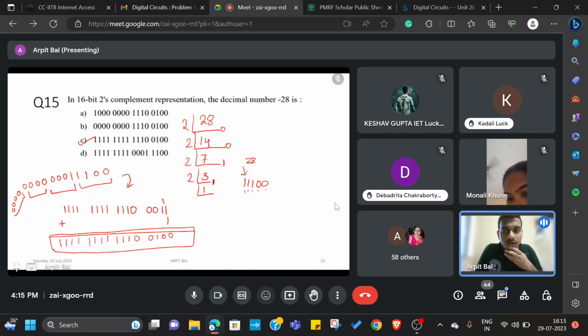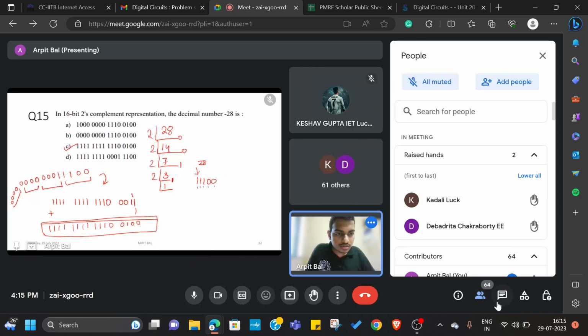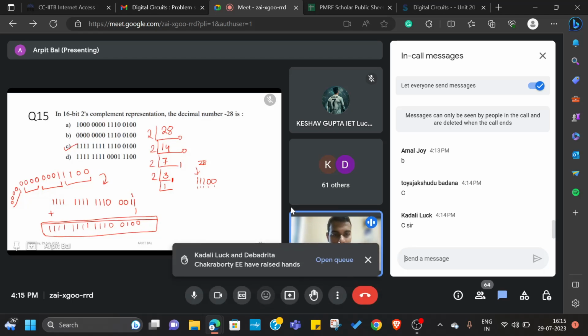Now I'll open the forum for any doubts. They can post in the chat box or raise their hands. These were the numerical practice problems I had planned to discuss with you. I hope this session was helpful for solving the problems that come in the assignment as well as in the exams.